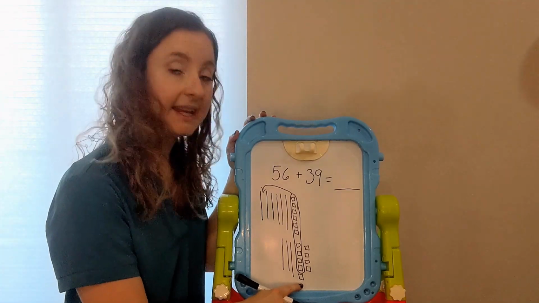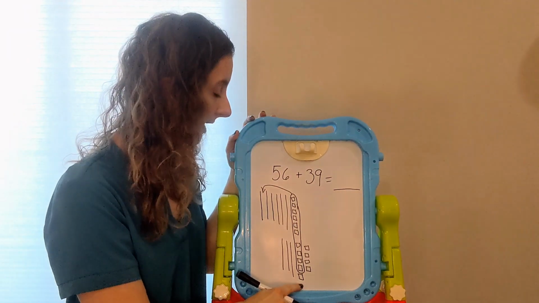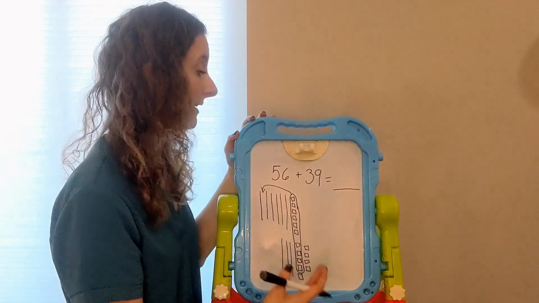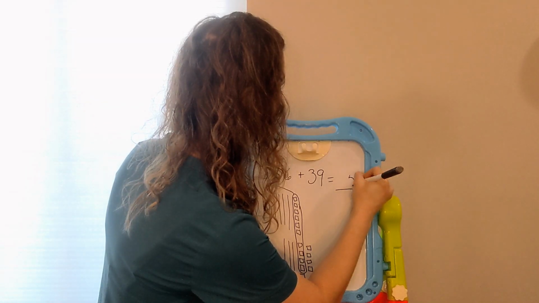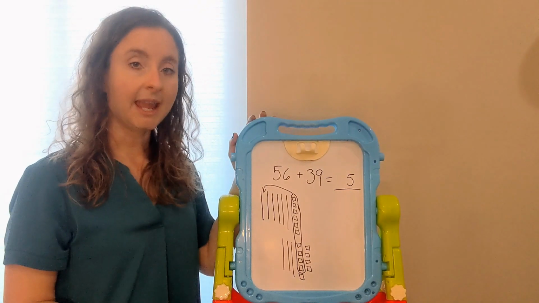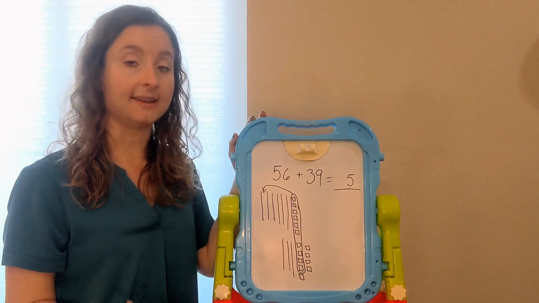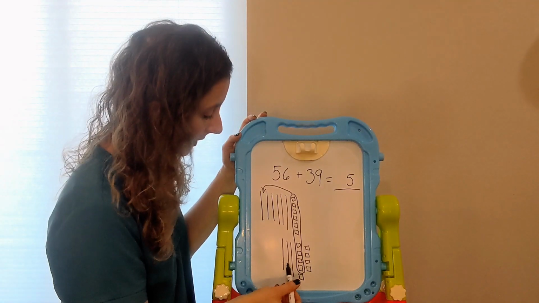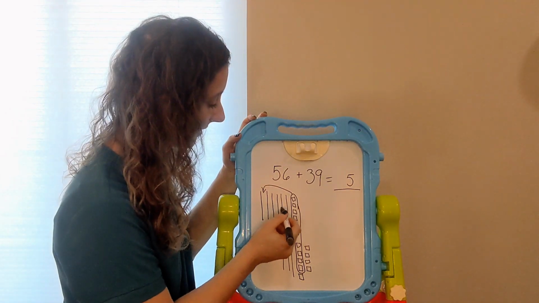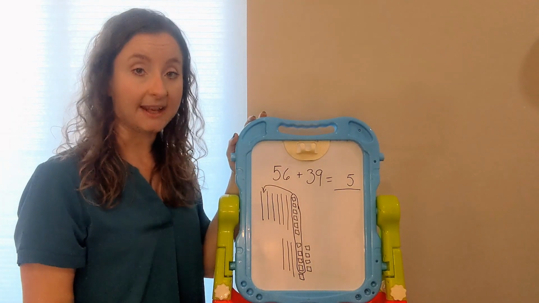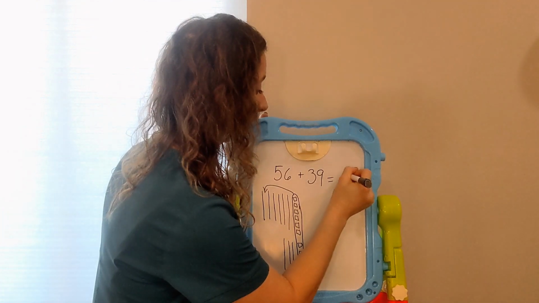Now I'm going to look and see how many ones I have left, which I have 5 ones left, and I'm going to write that digit in the ones place. Next, I'm going to count up my tens and see how many tens I have. 1, 2, 3, 4, 5, 6, 7, 8, 9. Now I write that digit in the tens place.